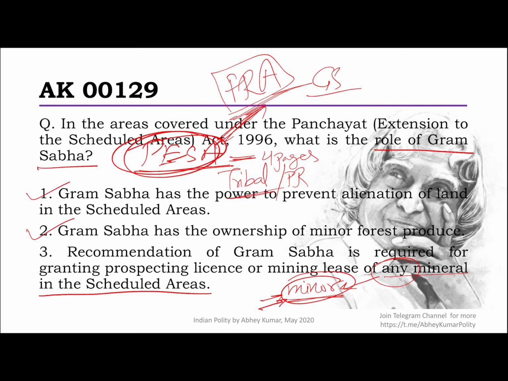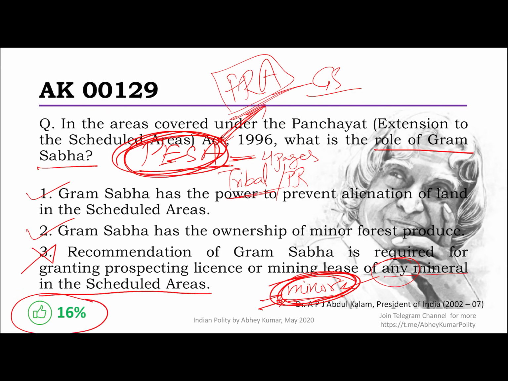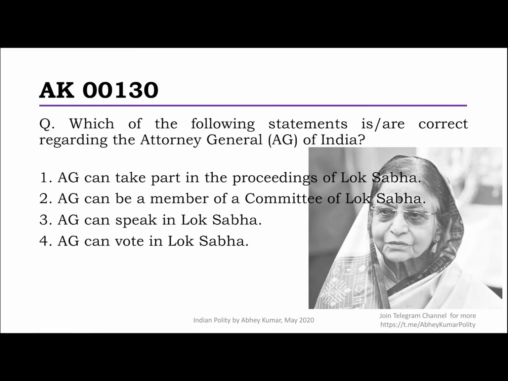But see, this question is specifically talking about PESA only. So through PESA, the Gram Sabha doesn't get any power beyond the minor minerals. So this should be considered a wrong statement for this reason. So again, the performance, it's glaring. So we come to the last question of this video.